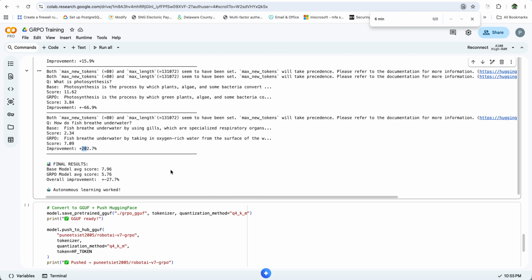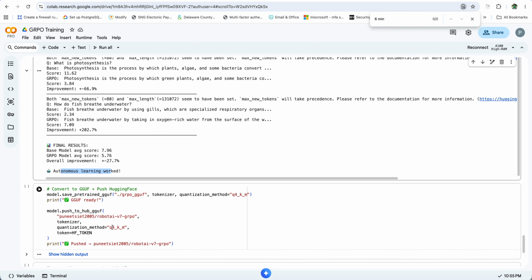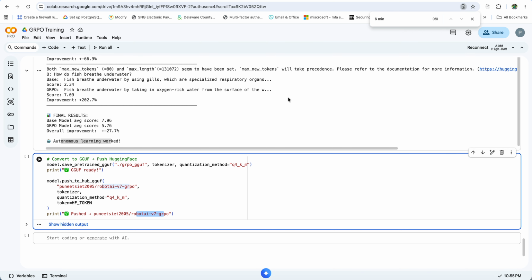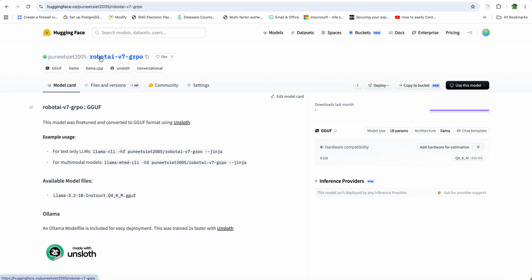Now the next thing is simple. The model is trained using GRPO, the learning is completed. The next step is creating the GGUF and pushing it to Hugging Face. As I have already posted, this is the name of my model, robot V7.